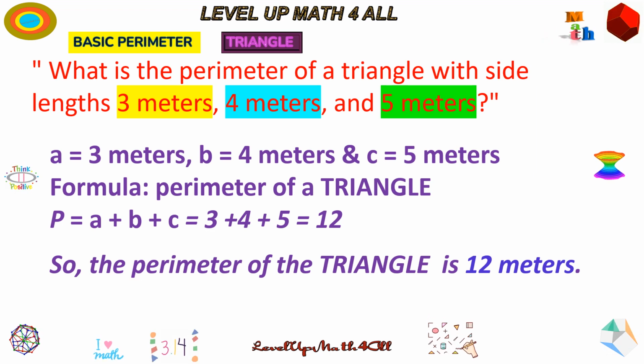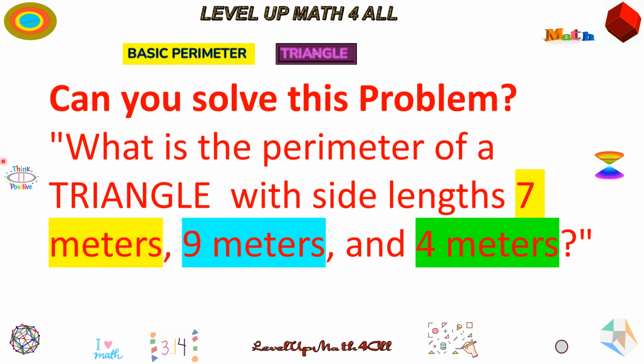Woohoo! Here you go. You have to solve one problem on my behalf and try to find the perimeter of a triangle where the three side lengths are 7 meters, 9 meters, and 4 meters. Go and give it a try and figure it out. What is the perimeter of the triangle?